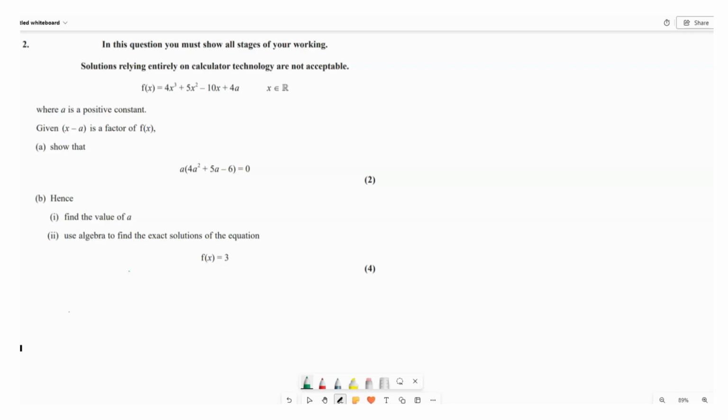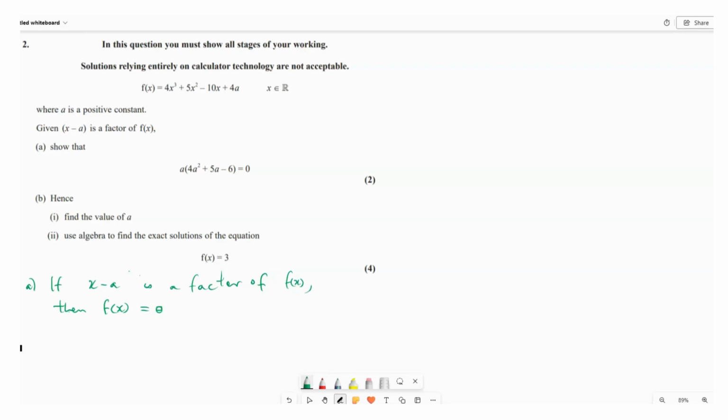So we have some information here that we can use. If x minus a is a factor of f of x, then f of x should equal 0. And this is a rule that you have learned in the course. That should equal 0.